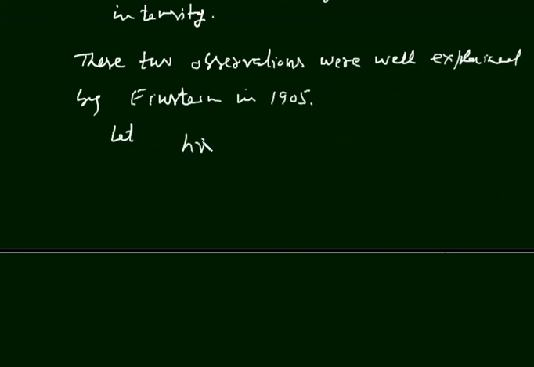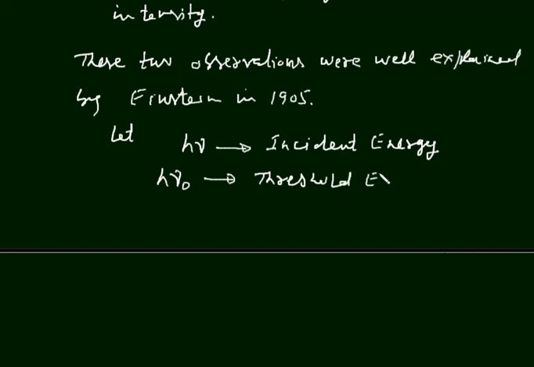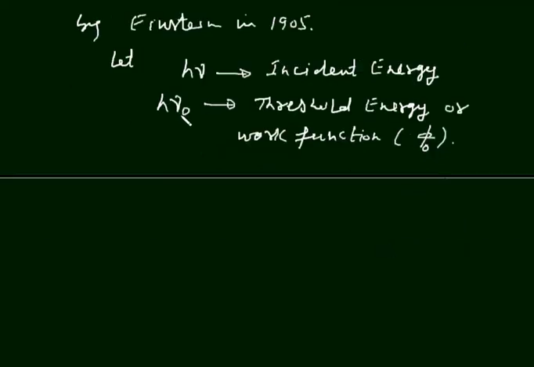Let this h nu, this is incident energy. H nu naught is the minimum energy required to cause the photoelectric effect, and this is called threshold energy, or this is also called work function, and it is denoted by phi naught. Here this nu naught is the threshold frequency.